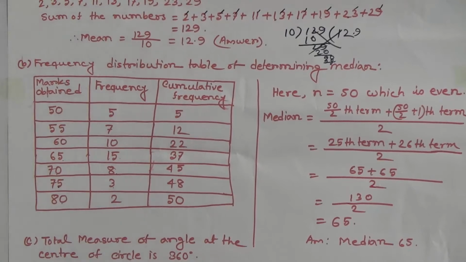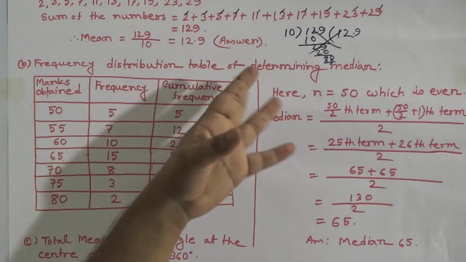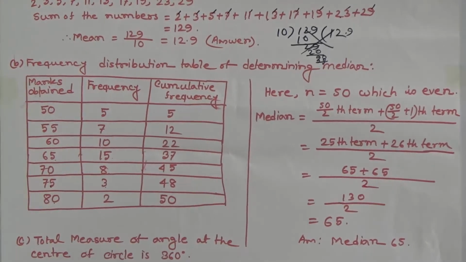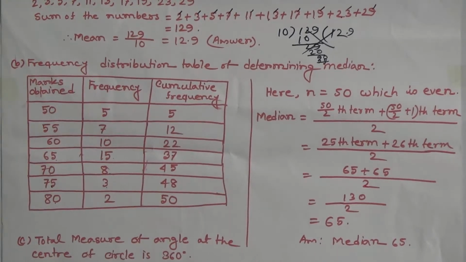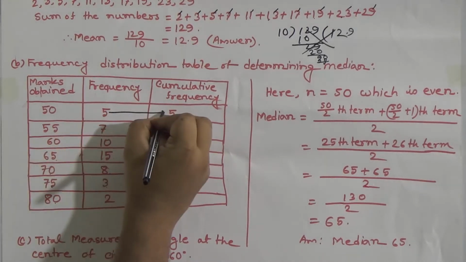Dear students, now we find out the cumulative frequency to find out the median. So dear students, notice here 5. For this 5 I write here 5.